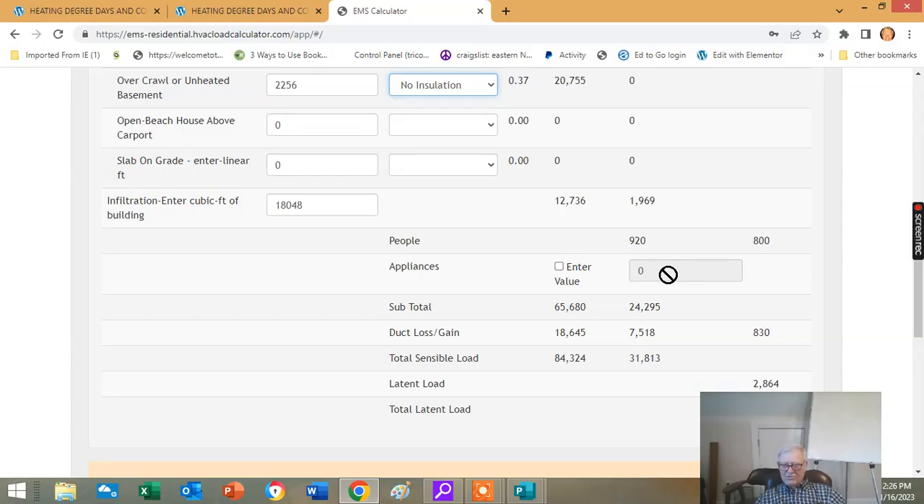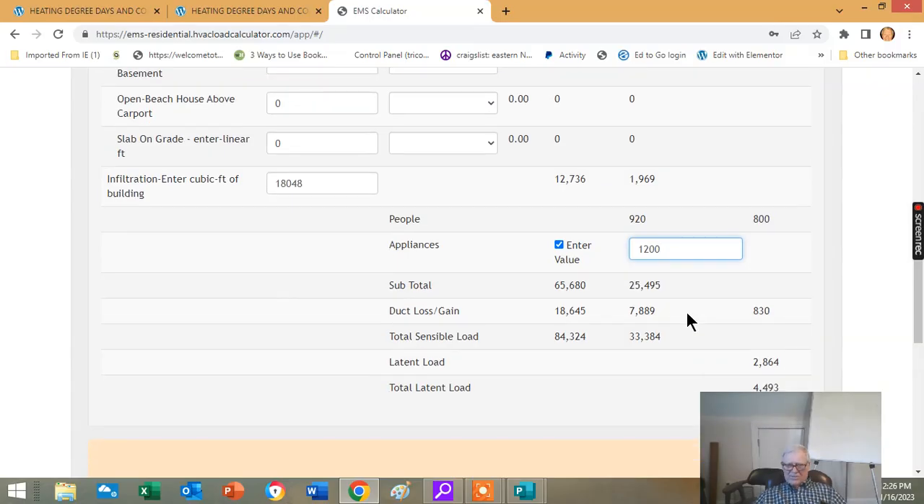Appliances. If there's nothing in this square, I recommend you just put 1,200 in there all the time. Unless the people that are in the house are in the catering business, they got 4 or 5 ranges going, and you might want to bump up the BTUs on your appliances. That's the amount of internal heat that's being put off by appliances. Typically 1,200 will work for about any residence.